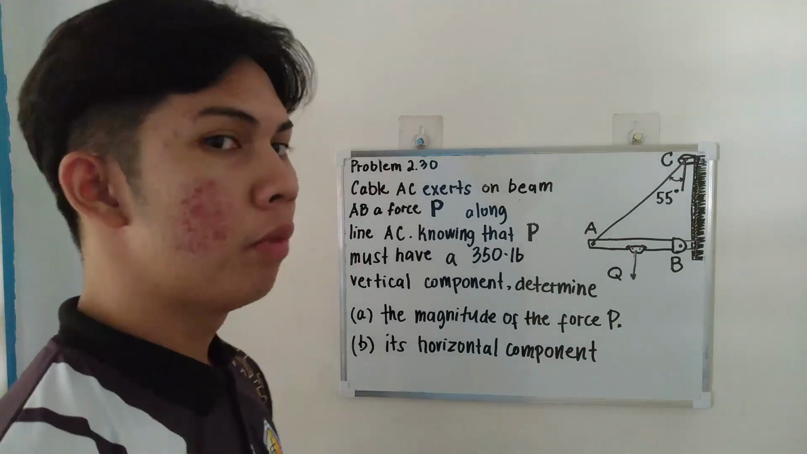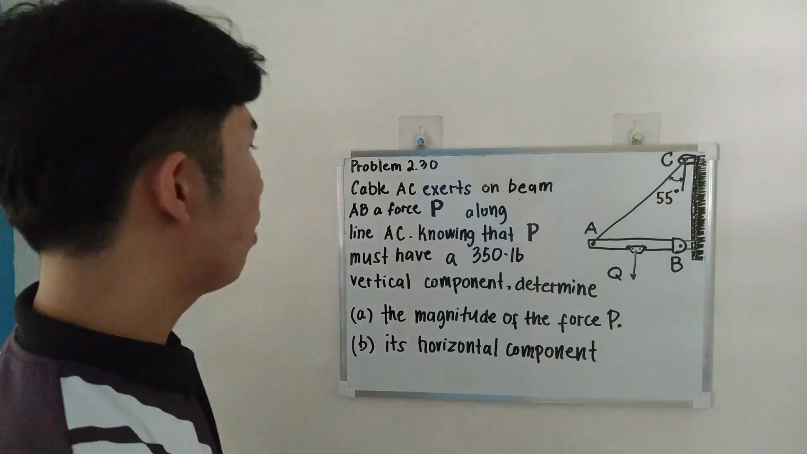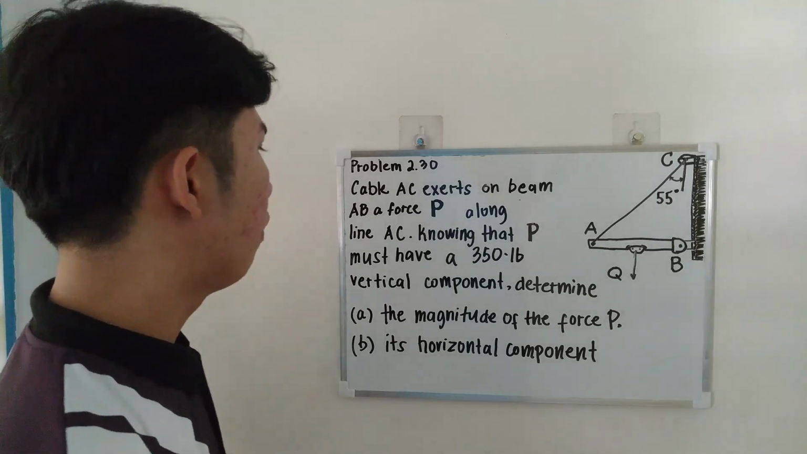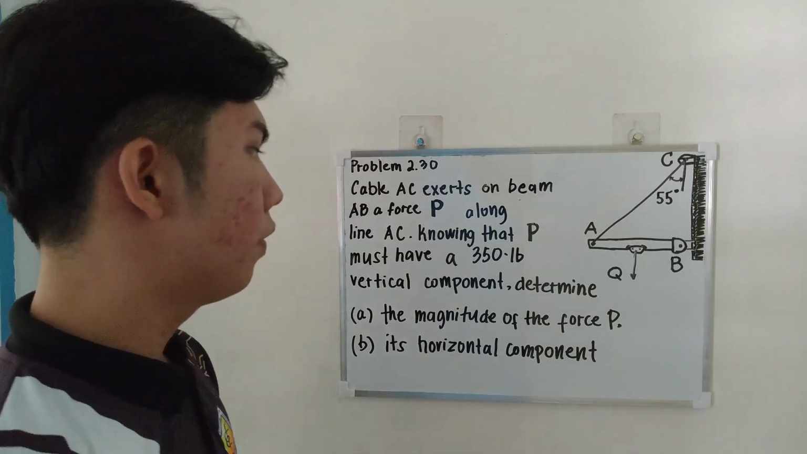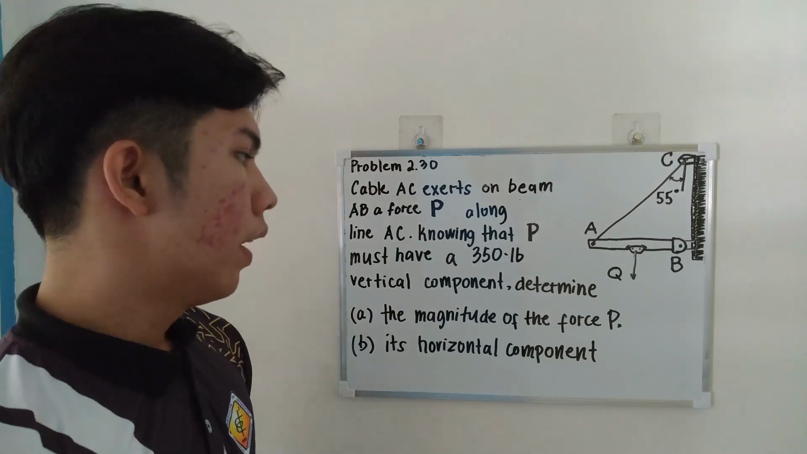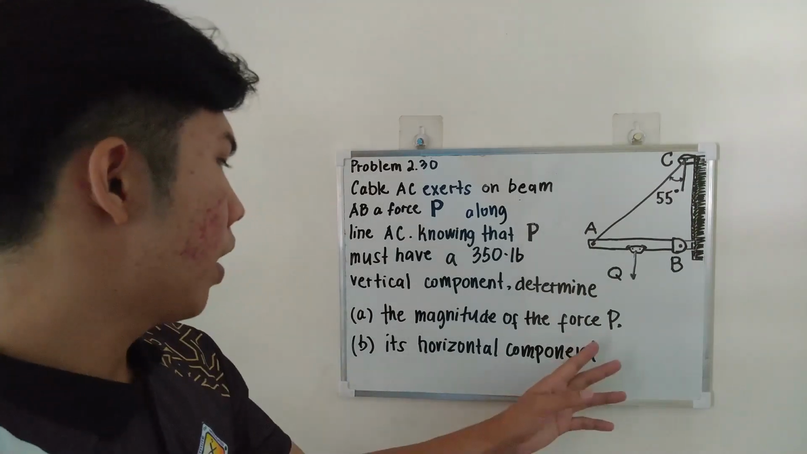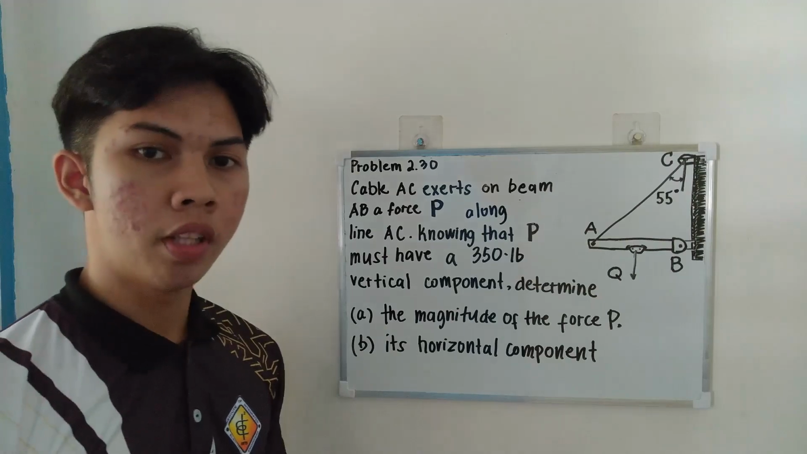Now, this is the problem 2.30. So the cable exerts on beam AB a force P along line AC. Knowing that P must have a 350-pound vertical component, determine the magnitude of the force P and its horizontal component.